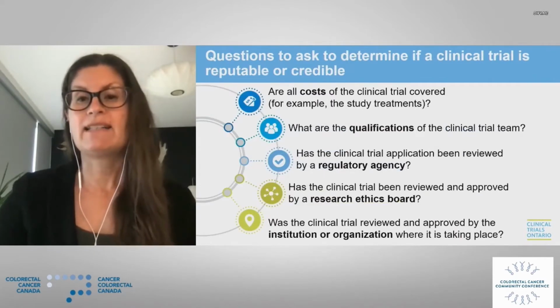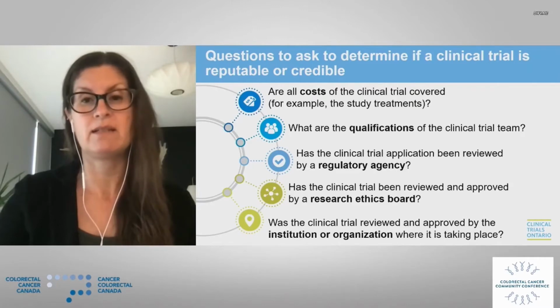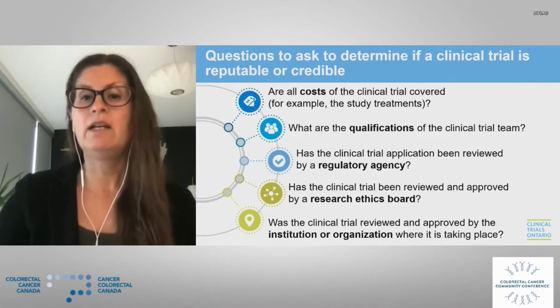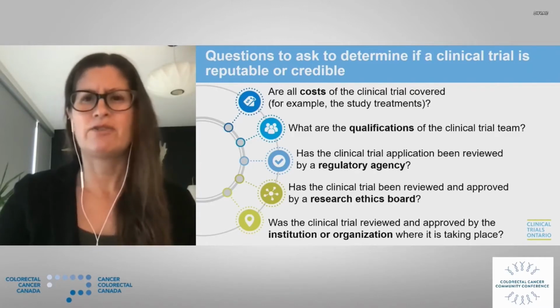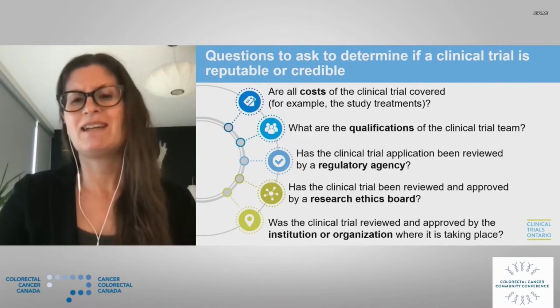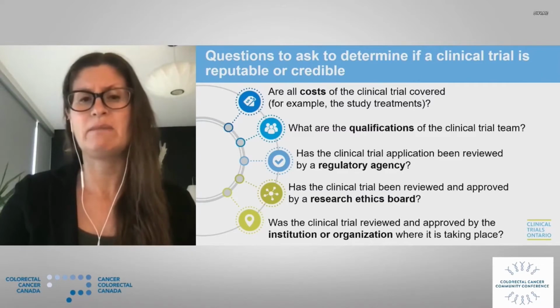Some questions to ask about a clinical trial to determine if it's reputable or credible are listed here. There may be others as well. But one of them is, are all of the costs of the clinical trial covered? For example, the study treatments. So to be clear, you should not be asked an entry fee to participate in a clinical study, or you should not need to pay for study treatments.